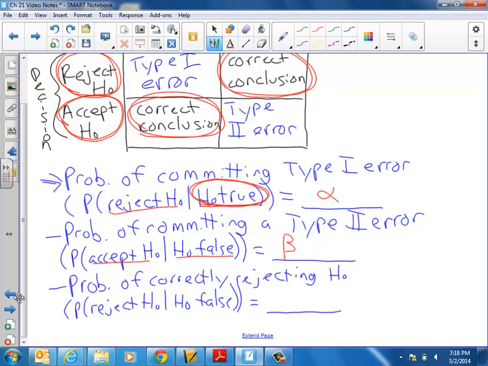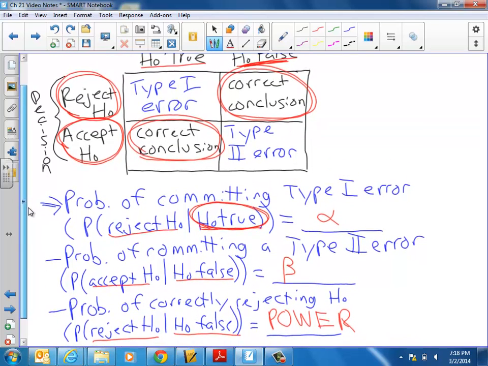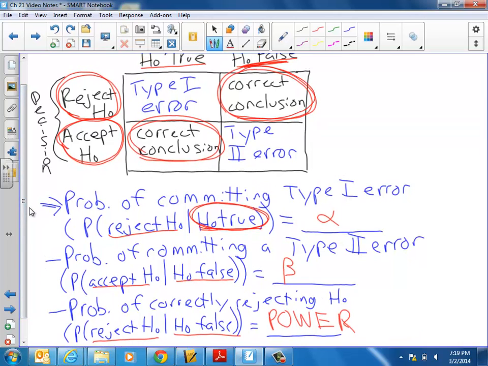And finally, the probability of correctly rejecting the null hypothesis, that would be the probability of rejecting the null hypothesis when the null hypothesis is false, we call the power. It's not always capitalized, but in these notes you'll see it always capitalized. We call that the power of the test. So we want high power, obviously, because power refers to one of the good, correct conclusions that we saw above. Rejecting the null hypothesis when the null hypothesis is false is this right here. We want to make sure our hypothesis test, again, has high power.